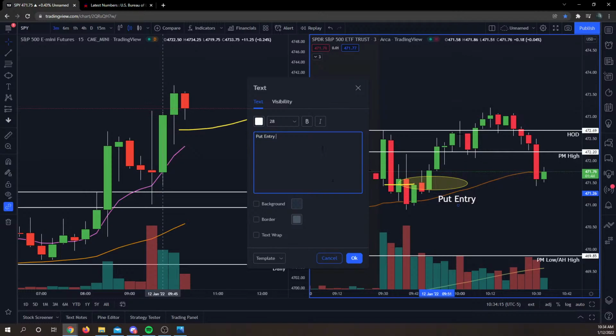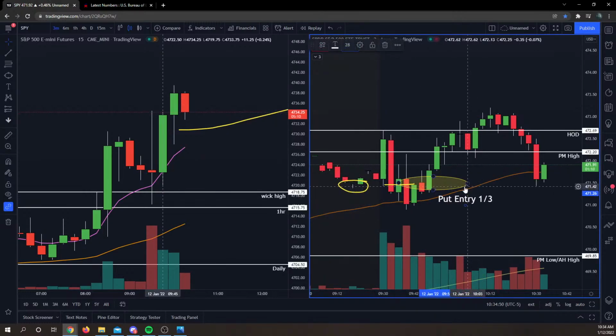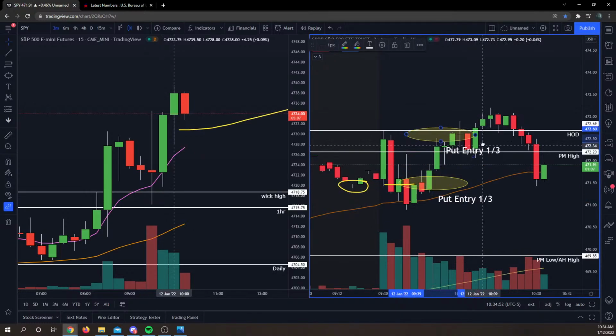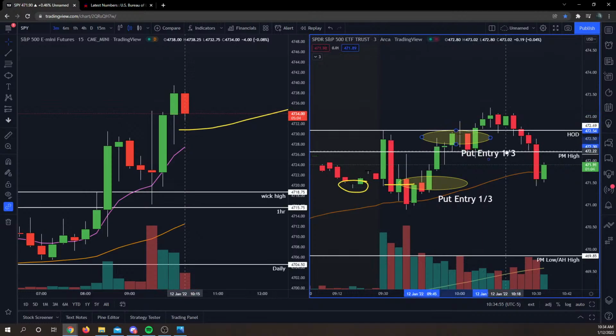Now when I talk about entering and scaling, I do so in 3 stages. I do so in 25, 25, 50. Okay, 25% is my first entry. My next 25% would be my second entry. And then 50% is when I'm all in the position. And why am I doing that last 50%? Because I'm getting confirmation of my technical analysis. So what we could have done, this was our put entry 1 out of 3. This was our put entry 2 out of 3.